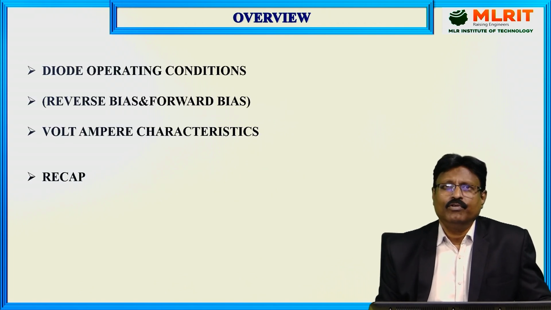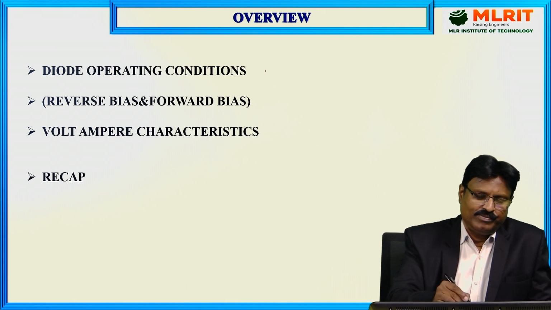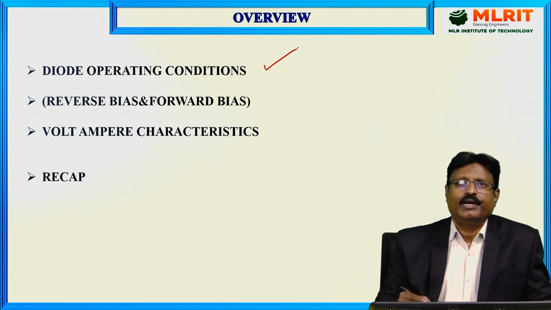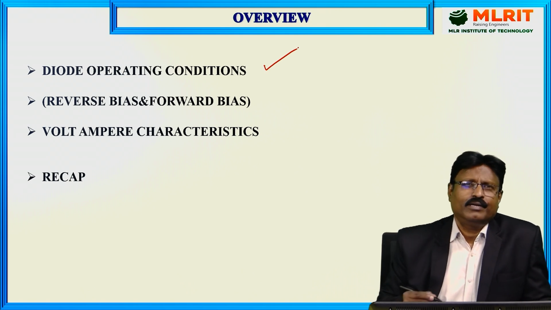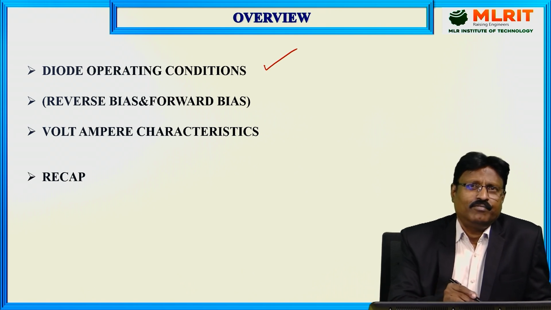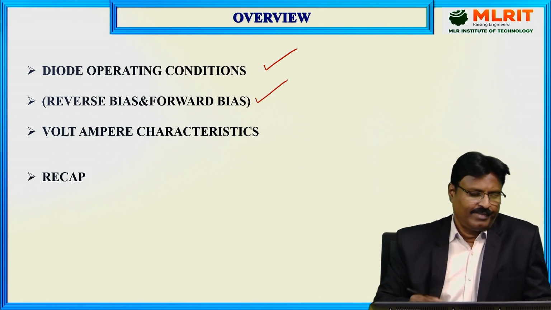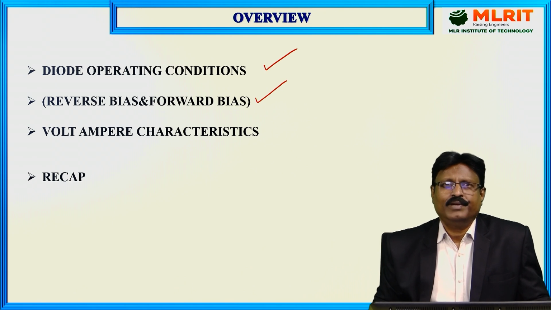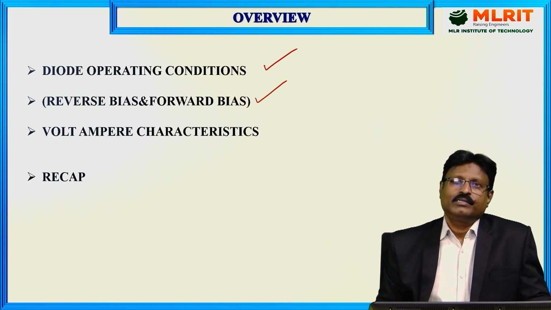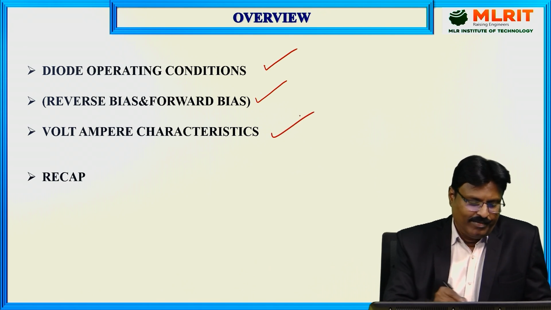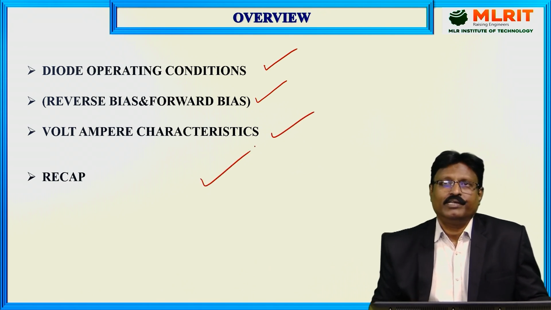And the overview of my presentation will be going on like this. First, I'll be explaining about the diode operating conditions, particularly concentrating on the reverse bias and the forward bias. Next, I'll be explaining about the volt ampere characteristics. And finally, I'll be recapping the things I discuss.